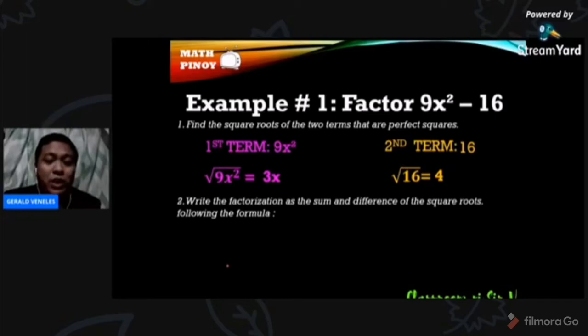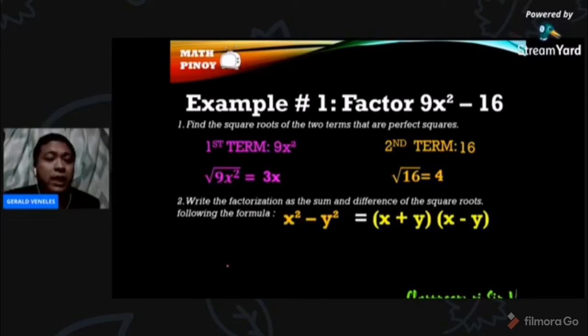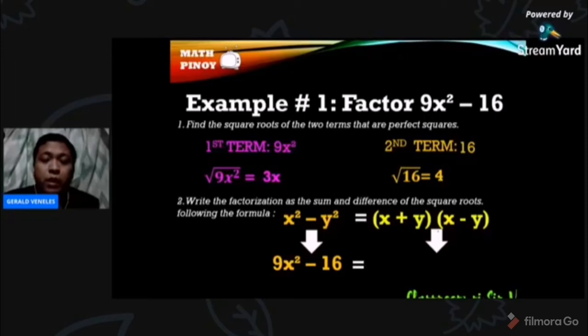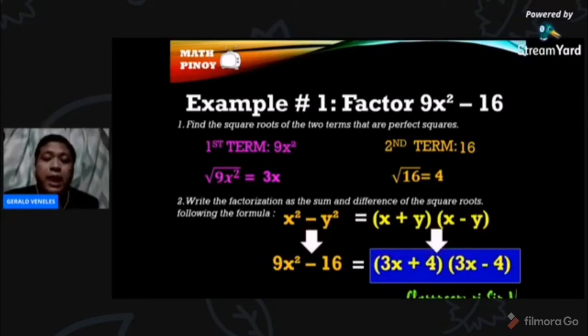Write the factorization as the sum and difference of the square roots. So, susundan natin tong formula na ito. x squared minus y squared is equal to the quantity of x plus y times the quantity of x minus y. As you can see, ang ating x squared minus y squared is 9x squared minus 16. Papalitan nyo lang yung x and y. So, magiging 3x plus 4 times the quantity of 3x minus 4. So, that is the correct answer.